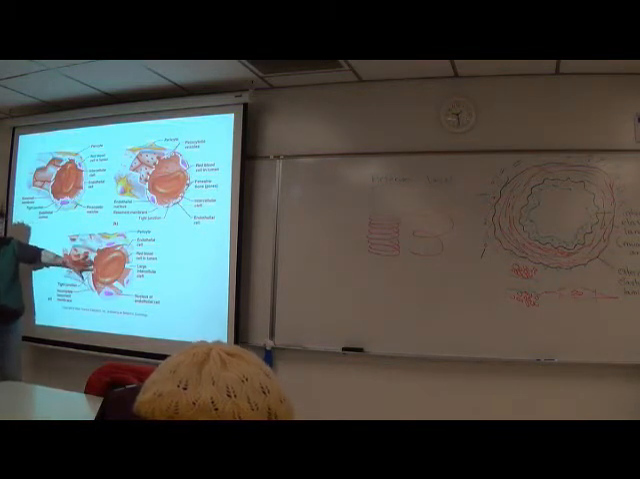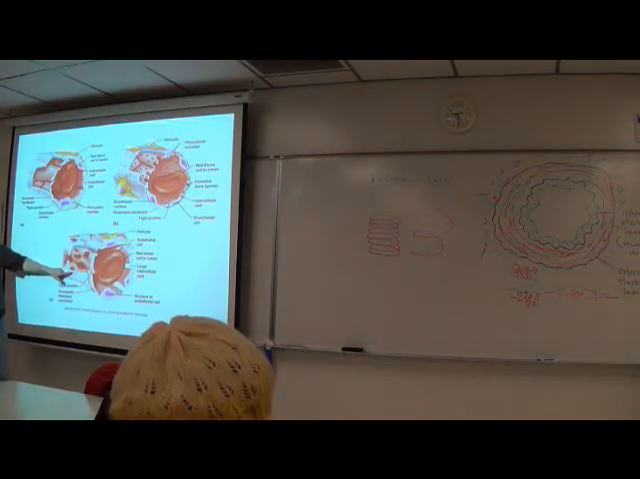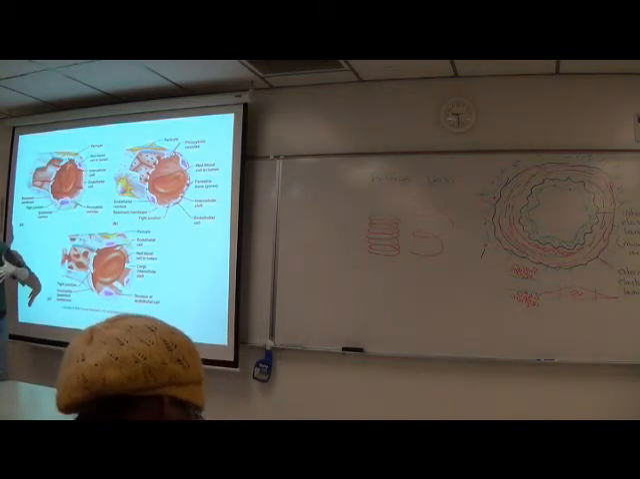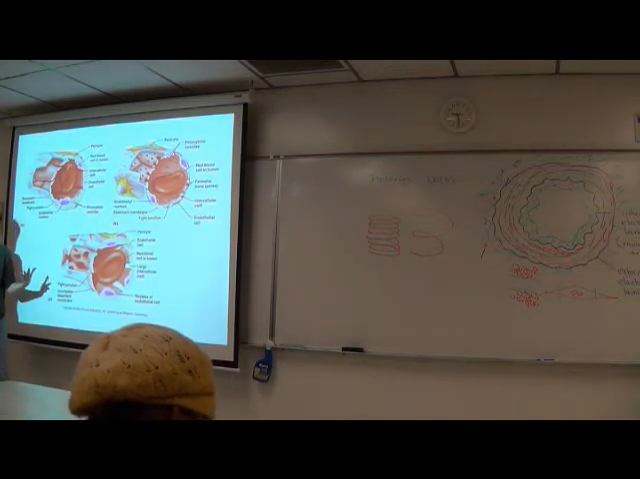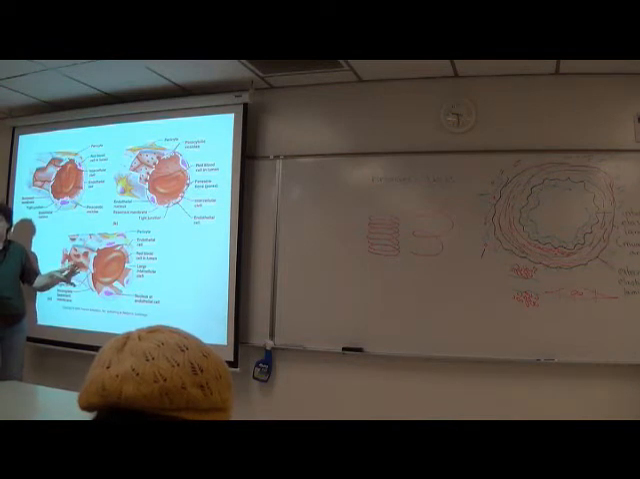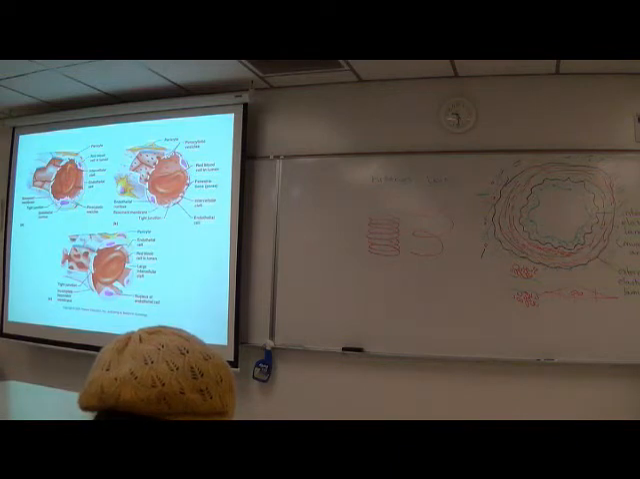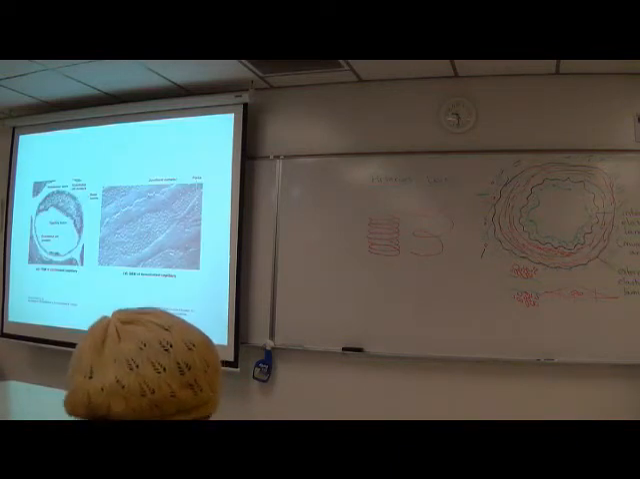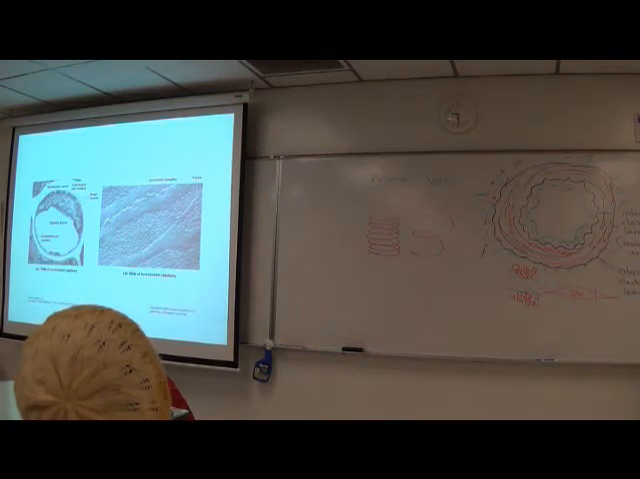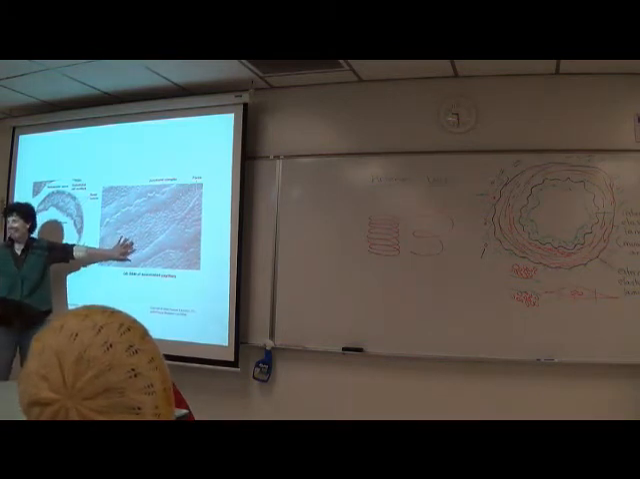In the cells forming our larger sinusoids, the basement membrane is discontinuous. It's not always there. So again, that increases the size of structures and the ease with which structures can pass into or out of the blood vessels. This view over here, if you recall, is just what tight junctions look like.